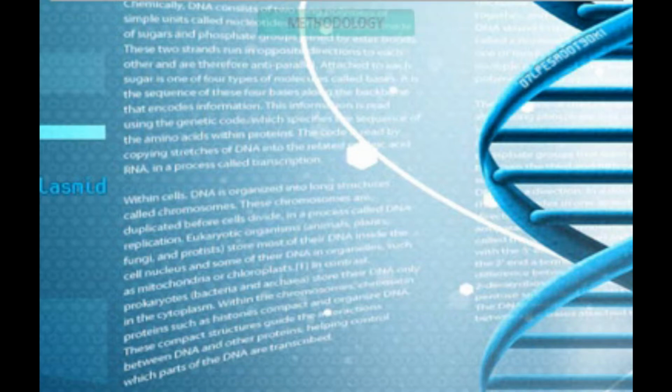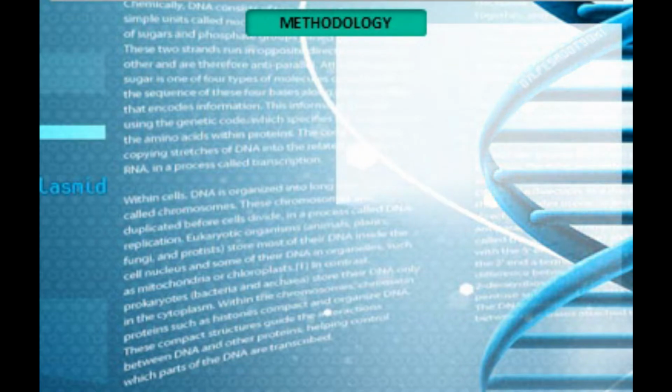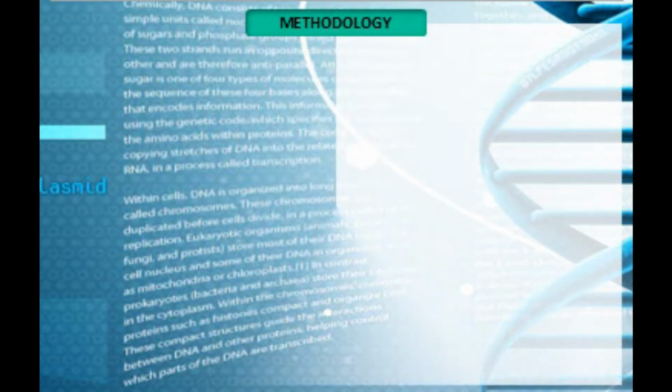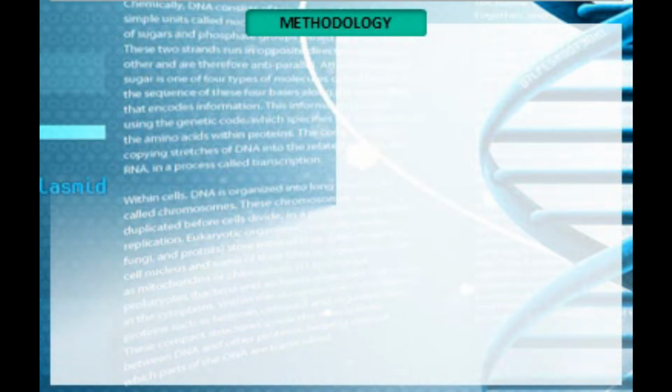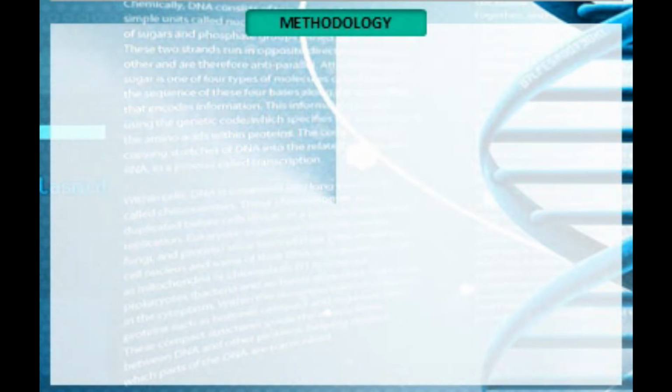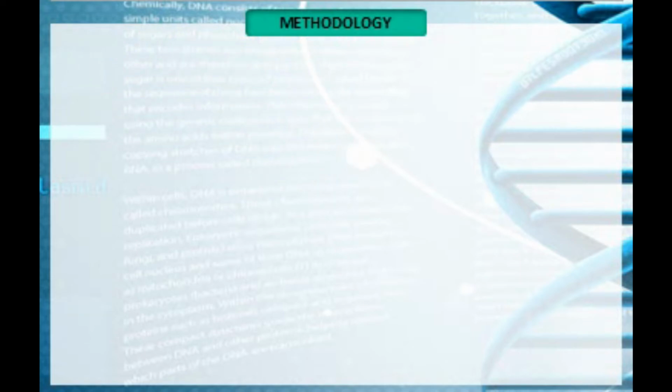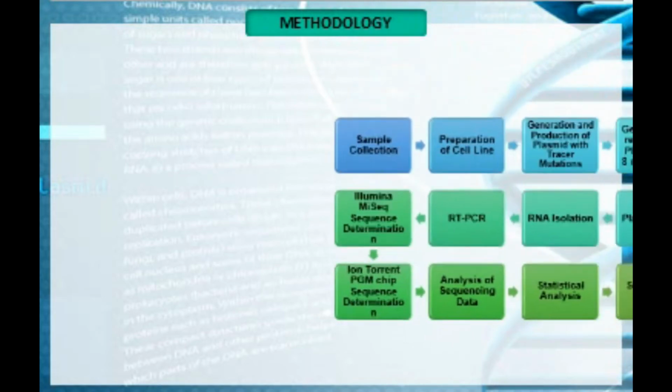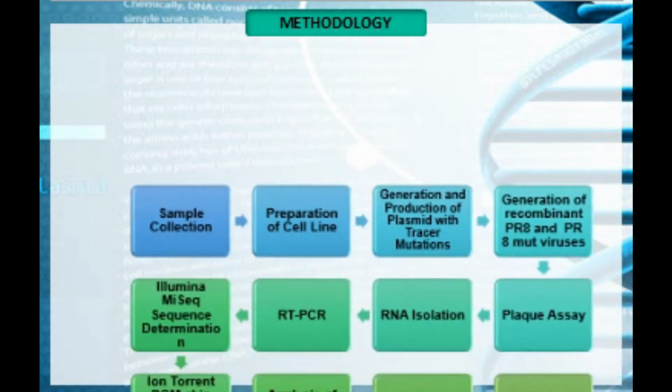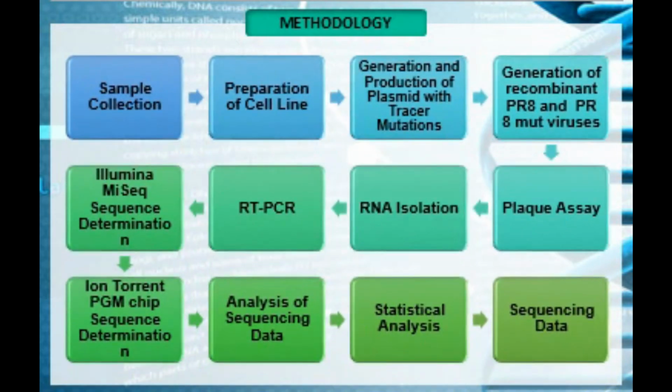Next is the methodology. This experiment started with the sample collection of influenza A viruses, followed by the preparation of cell line, generation and production of plasmid with tracer mutation, generation of recombinant PR8 and PR8 mutated viruses, plaque assay, Ion Torrent PGM chip sequence determination, Illumina MiSeq sequencing determination, RT-PCR, RNA isolation, analysis of sequencing data, statistical analysis, and lastly the sequencing data.